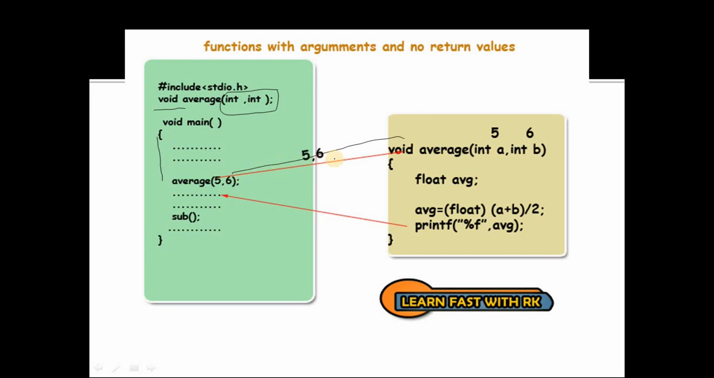These values will now be transferred to the called function, and the formal parameters written in the function definition, both a and b, are now initialized with the values 5 and 6 respectively. Then this average function will perform the average and display the average value.